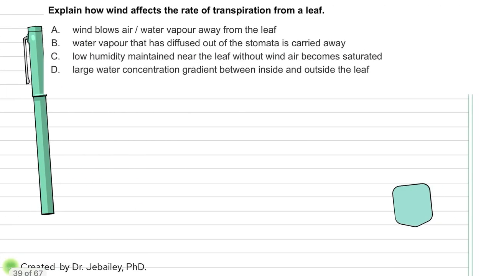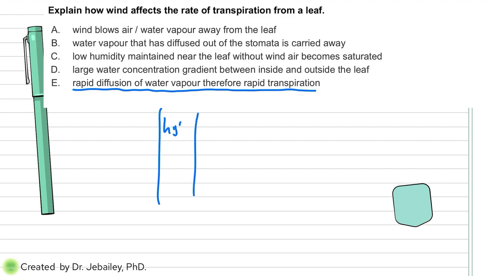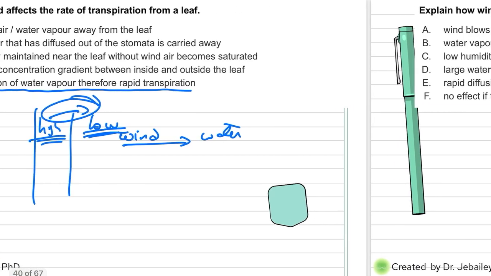Now, a larger water concentration gradient is created between inside and outside of the leaf. So that means if the wind pulls the water away, then the inside will have a much higher water concentration, so rapid diffusion of water, therefore rapid transpiration. So once again, if you make the inside higher than the outside, then more water will leave the plant. And that's what the wind does. The wind takes away the water, so this area becomes low compared to the inside that is high. And this way, transpiration will happen.